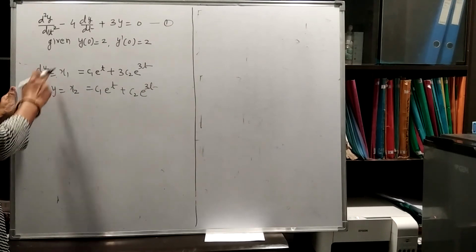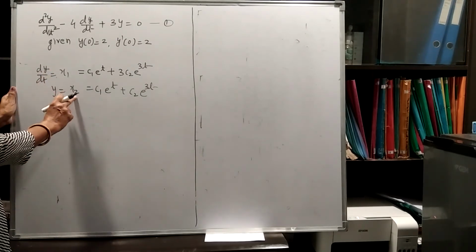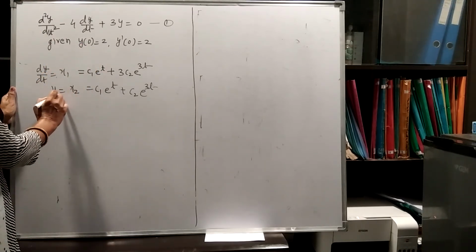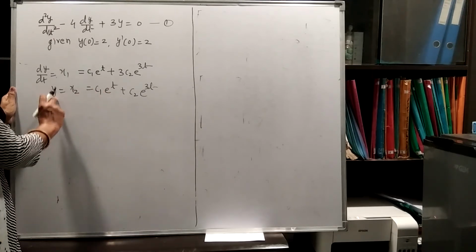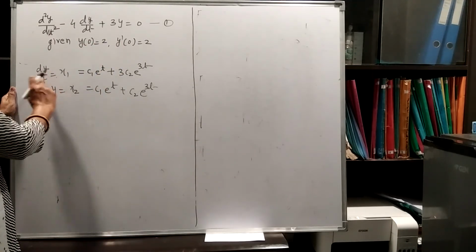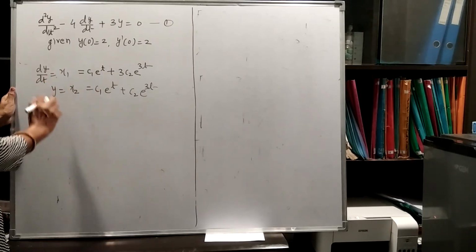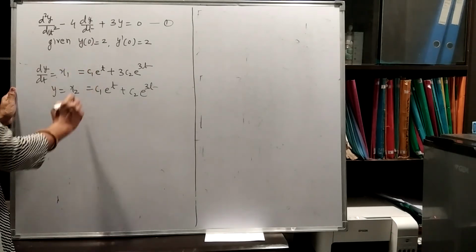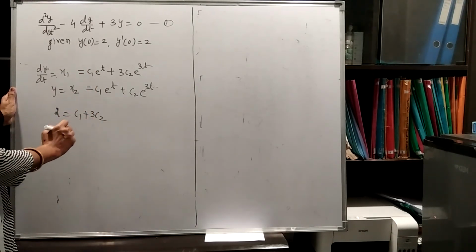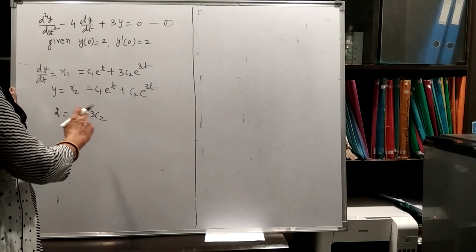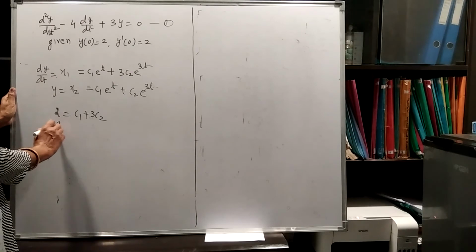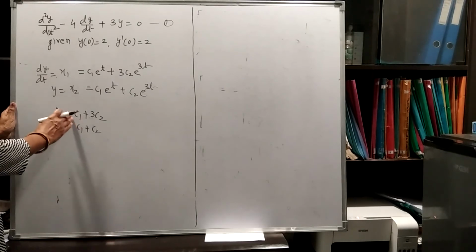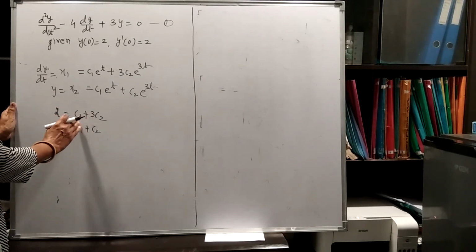x1 is dy by dt, as we already put earlier, and y is equal to x2. So from these two equations we have to apply the condition: when t is 0, y is 0. Here we put t is 0, so the value of y is 2 and the value of dy by dt is also 2. So dy by dt is 2 is equal to e to the power of 0 is 1, so c1 plus 3 c2, and for the second, y is equal to 2 is equal to c1 plus c2.